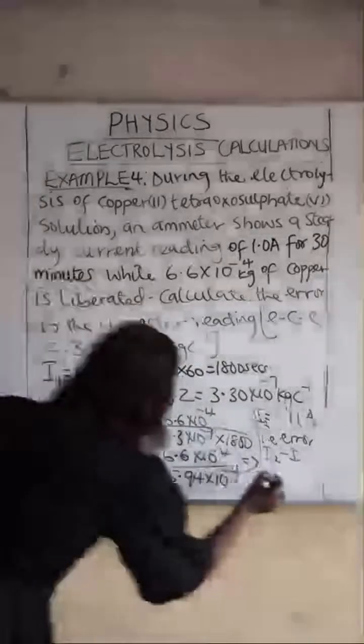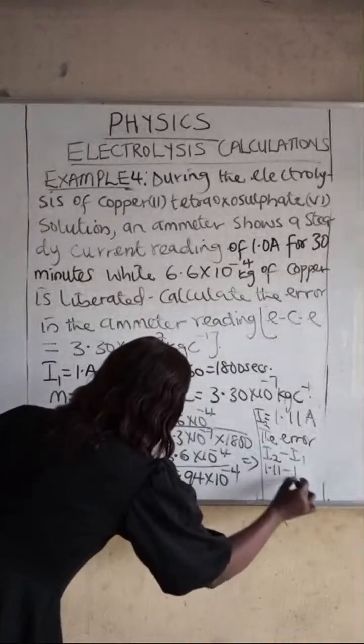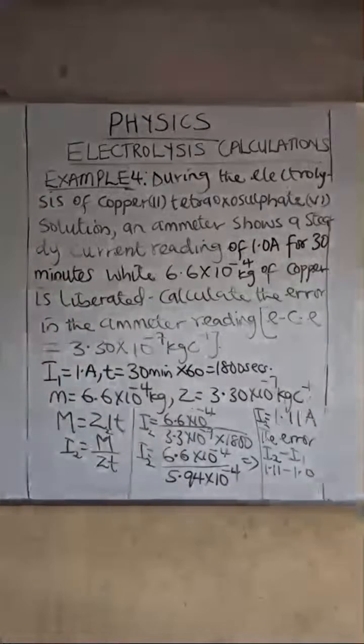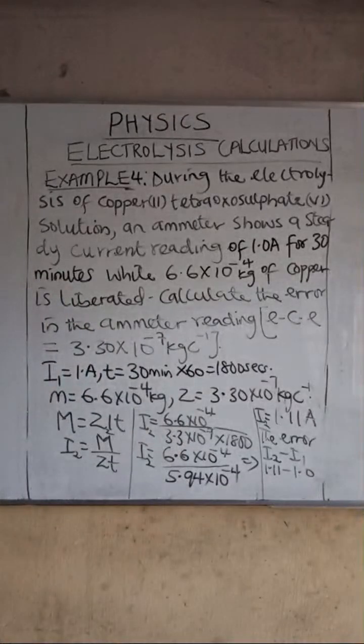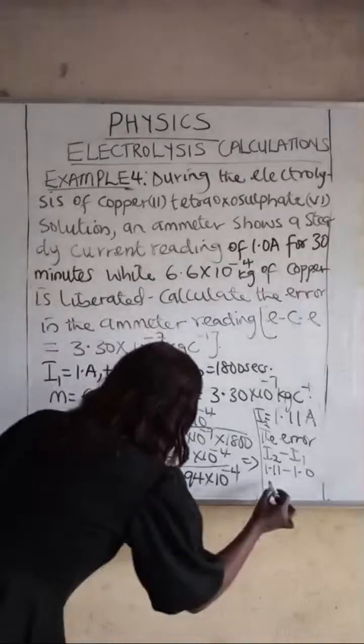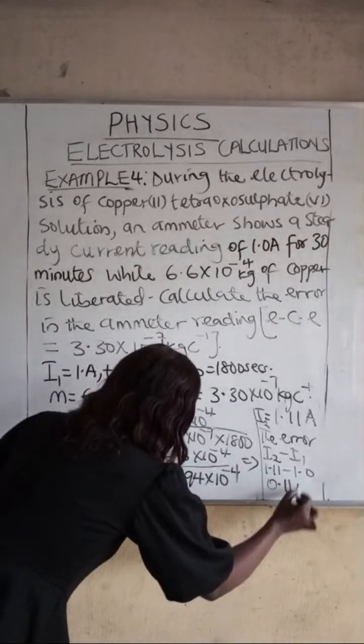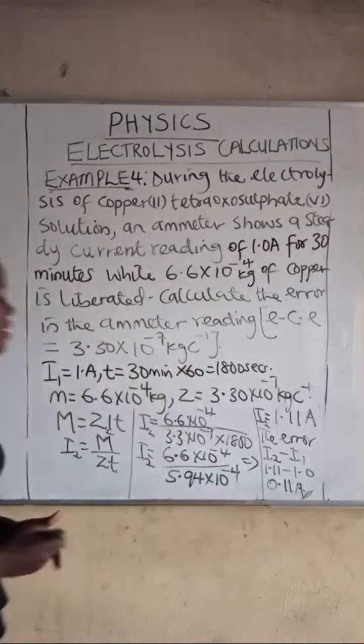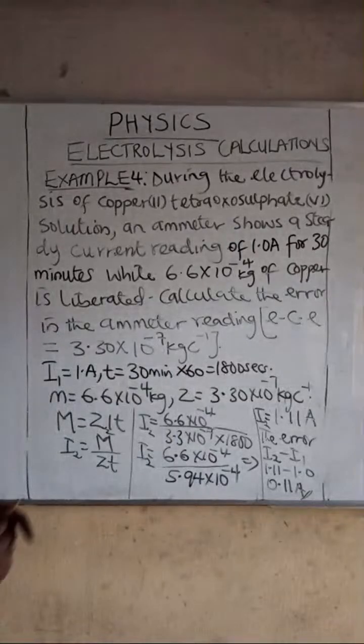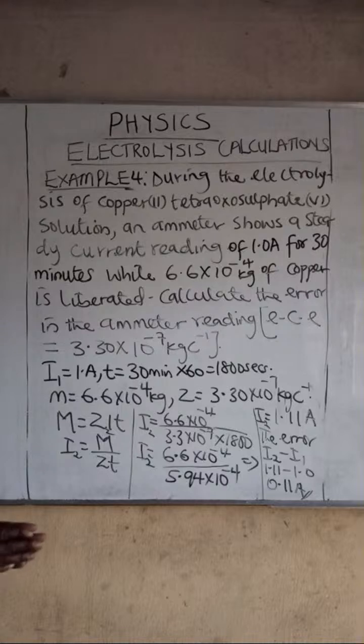That is 1.11 minus 1.0, okay? So when I subtract, I'm going to have 0.11 amperes. Now this becomes the error in the ammeter reading. Do we understand? Okay.